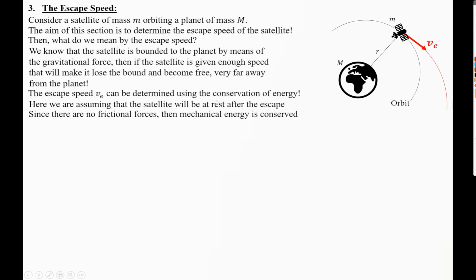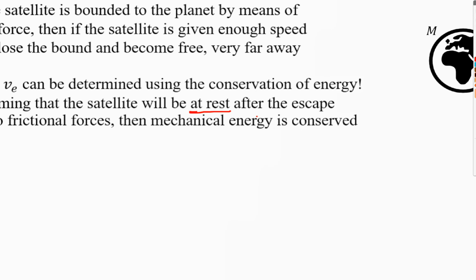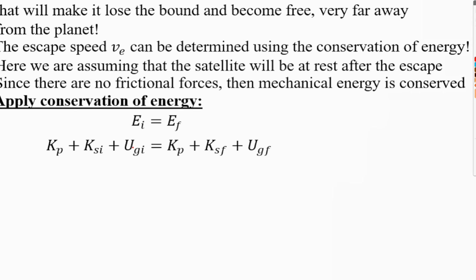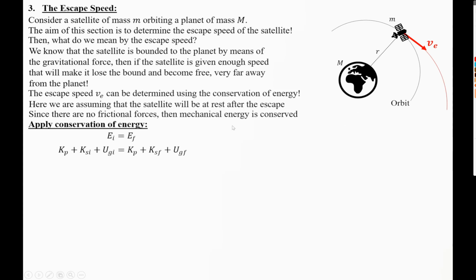So the final state of the satellite will be at rest, and the final kinetic energy of the satellite is 0. Then we can apply the conservation of mechanical energy simply because we don't have any frictional forces, and the only force that is acting on the satellite is the pull of gravity, and this is dictated by the gravitational potential energy. Energy initial is equal to energy final, which means kinetic energy of the planet plus the kinetic energy of the satellite plus the gravitational potential energy between them is equal to the same terms in the final state.